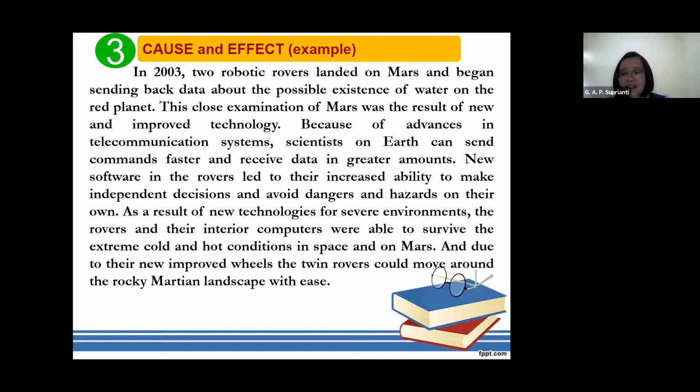Would you like to identify one of the signal words that shows cause and effect? One of the first is in the second sentence, the result of. All right, that's a good way, the result of. When we hear the result of, is it the effect or the cause?